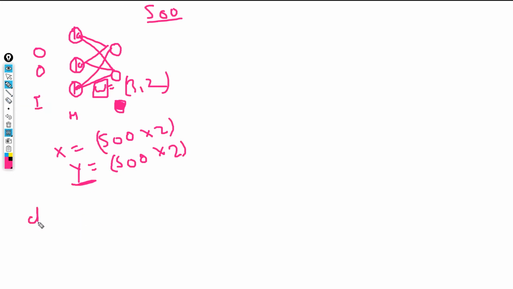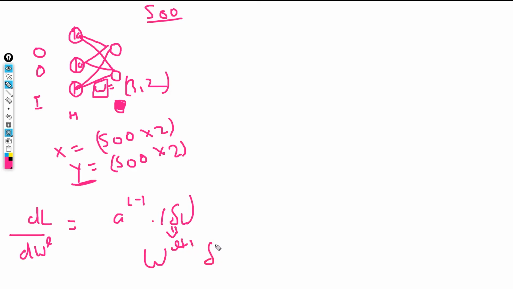So for the hidden layers, what we have to do is dL by dW^L. Again a^(L-1), and in this case this is nothing but W from the next layer L plus 1, and delta from the next layer L plus 1, which is going to be normally multiplied with the activation value of the same layer.